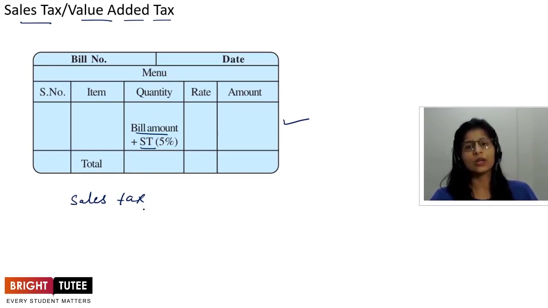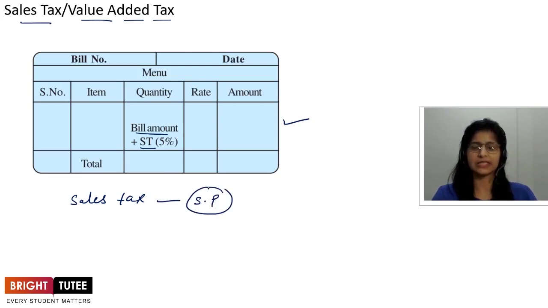So what does the shopkeeper do? The shopkeeper charges it from the customers and returns it to the government. Clear? He charges the sales tax from the customers and then it is given to the government through the shopkeeper. So the sales tax is always added to the selling price, right? It is added to the selling price and then the bill is formed after adding this sales tax. So what you need to remember is that sales tax is always on selling price.